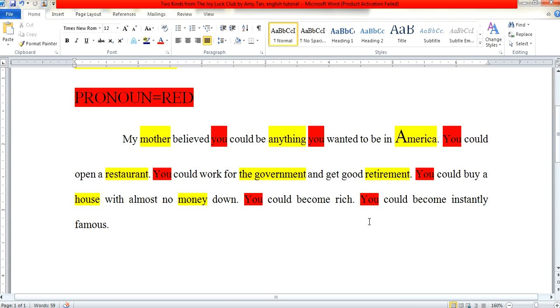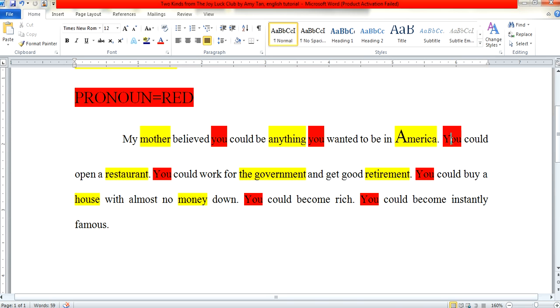Now, you is a pronoun, a second person personal pronoun. It's singular and it's concrete. Now let us look at that. So basically what a pronoun is, a pronoun acts as a substitute for a noun.